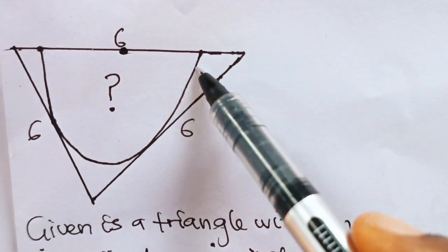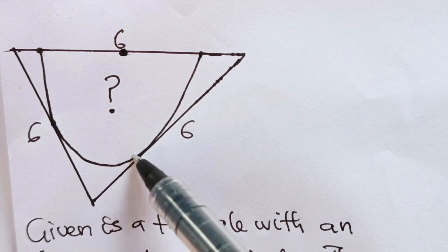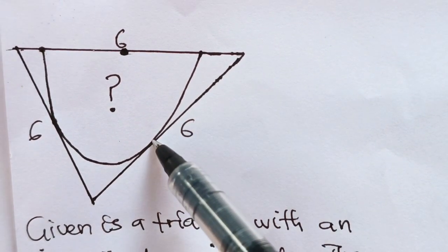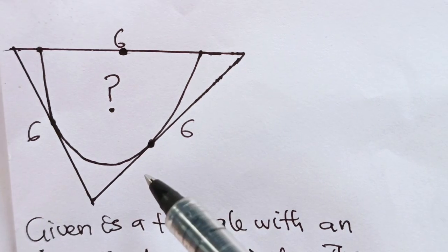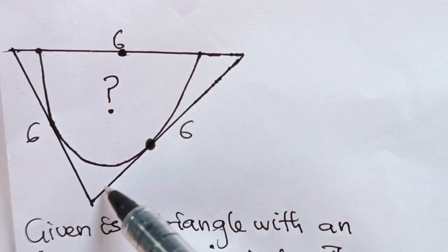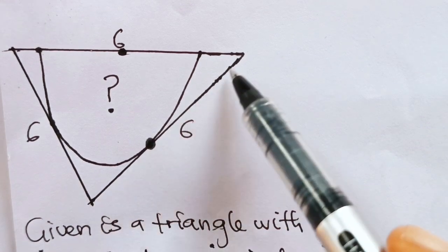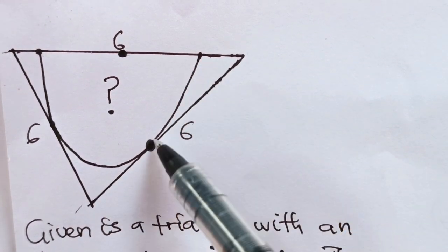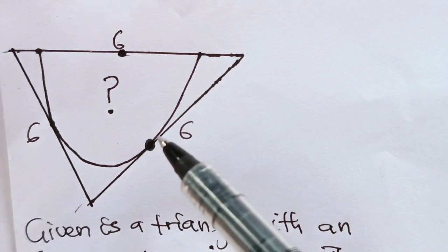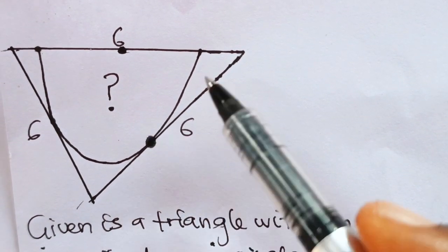Now, look at this particular line. This arc of a circle touches this line at just one point. And if that happens, that means that this point of contact, this line is a tangent. That is, when a straight line touches a circle externally at just one point, a tangent is formed. And there is a theorem about this.